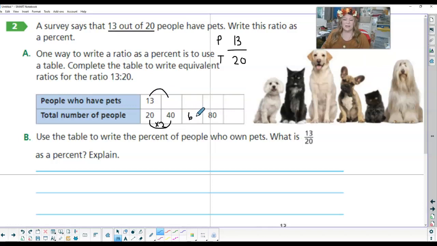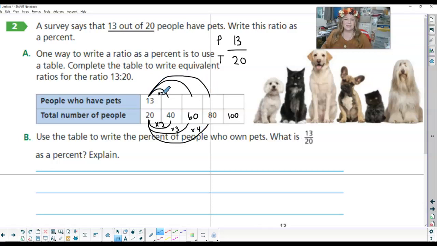Now I need to find 60, then 80, then 100. So I'm asking myself, how do I get from 20 to 60? 20, 40, 60. So this is times by 3. So now I need to do 13 times 3. To get from 20 to 80, 20, 40, 60, 80, I times by 4. So now I'm going to do 13 times 4.